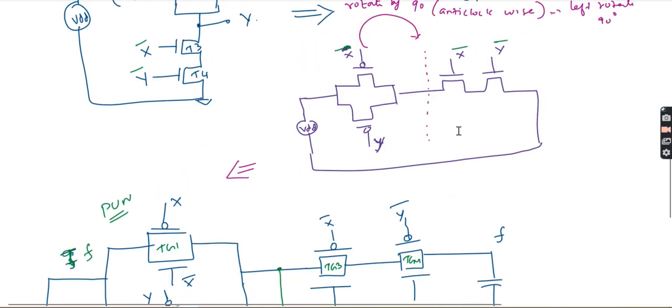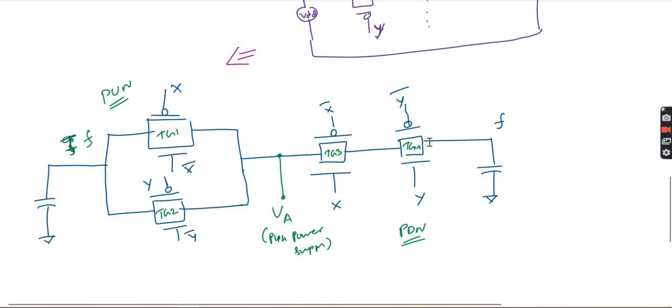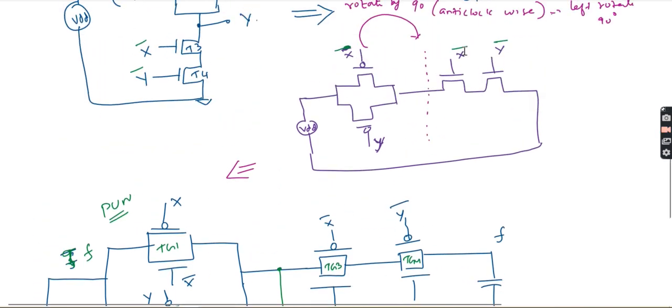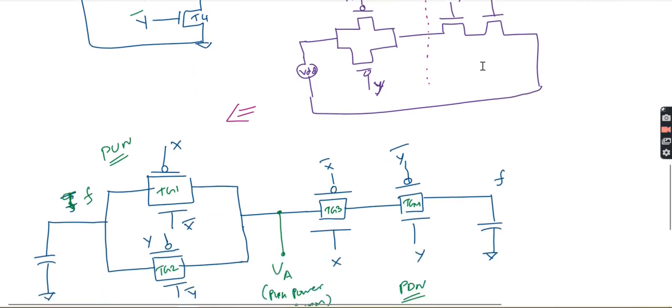So not NMOS. Here PMOS is X, right? PMOS is X. Then NMOS will be X bar. Yes, okay. Then here what will be? We'll get X. NMOS will be, here we given, as X bar. So NMOS will be X bar. This will be X.